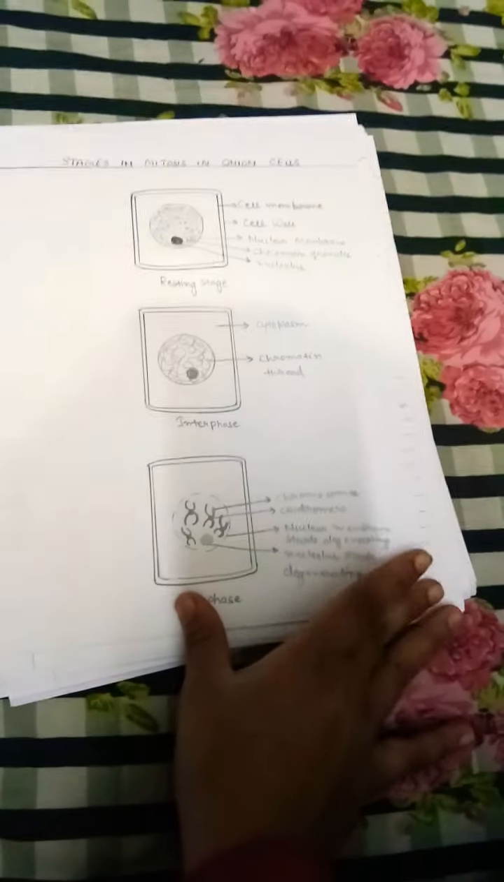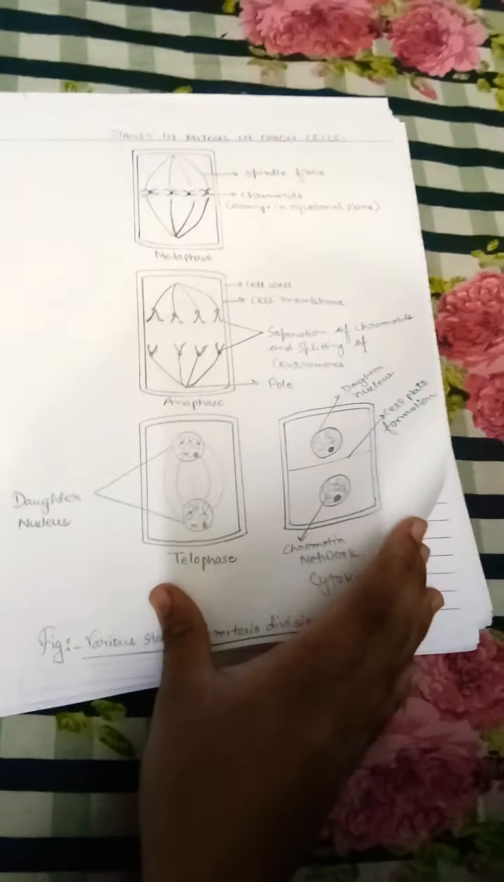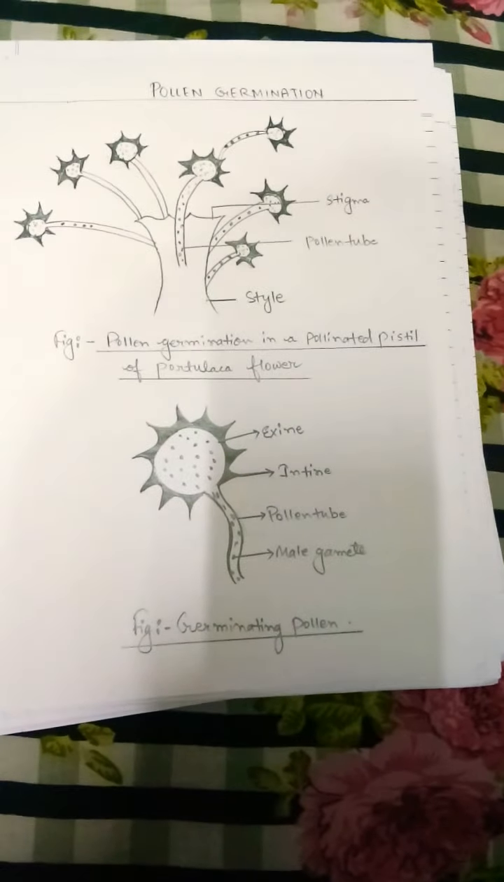This is all the diagrams that are needed for experiment 4. Here is the part of experiment 4. Here are the next steps of mitotic division in onion cells. Here is experiment 5 to study the pollen germination of cell. See this, how pollen germinates.